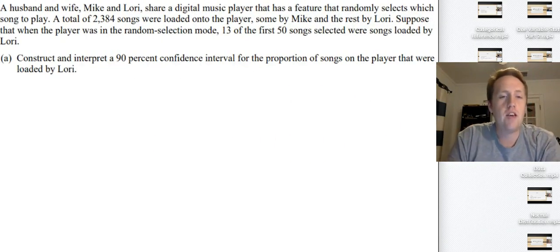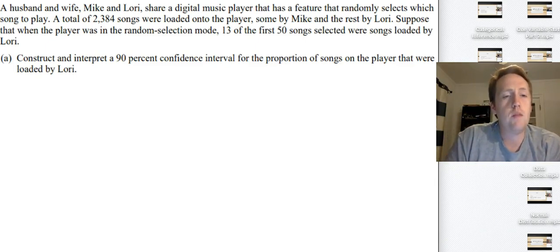A husband and wife, Mike and Lori, share a digital music player that has a feature that randomly selects which song to play. A total of 2,384 songs were loaded onto the player, some by Mike and the rest by Lori. Suppose that when the player was in random selection mode, 13 of the first 50 songs selected were songs loaded by Lori. Construct and interpret a 90% confidence interval for the proportion of songs on the player that were loaded by Lori. Okay, so construct and interpret.